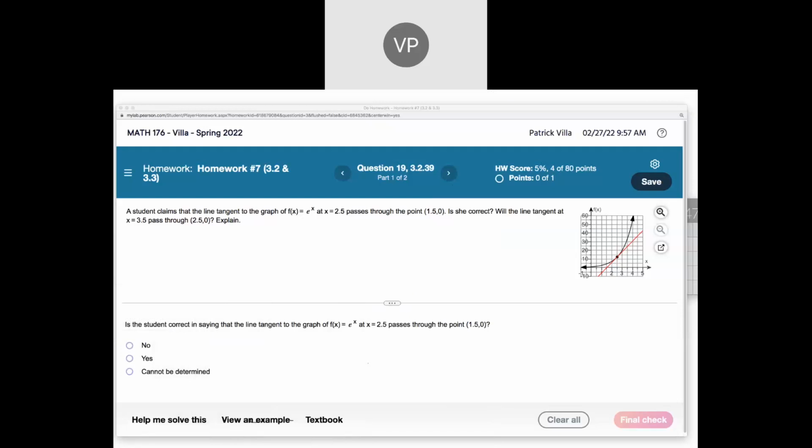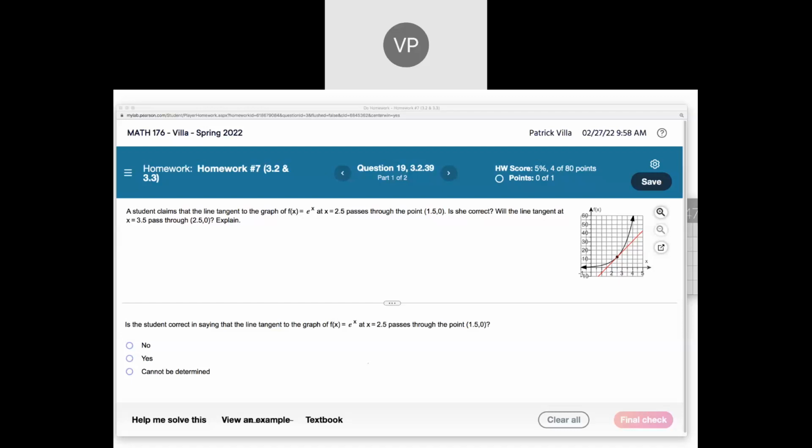Okay? So in this one, we have a student claims the line tangent to the graph f of x equals e to the x. So that's our graph. That's our function right here, this curved line right here. That's f of x equals e to the x, at x equals 2.5. So remember what this means is the tangent line. There's a bunch of lines tangent to the graph, but they want the one right here at 2.5. That's the dot at 2.5, and that red line is where the line is tangent right there.